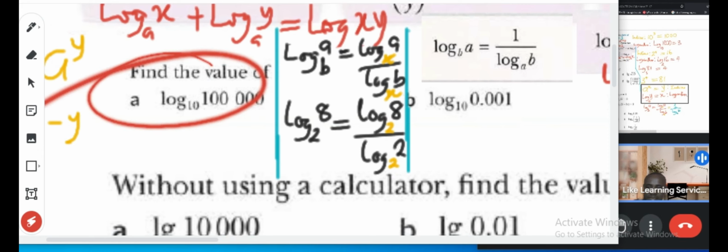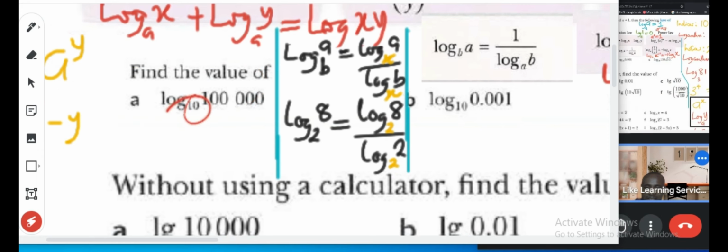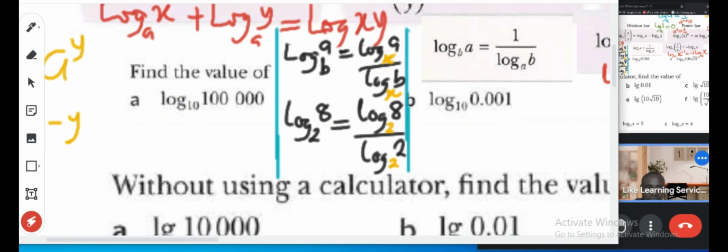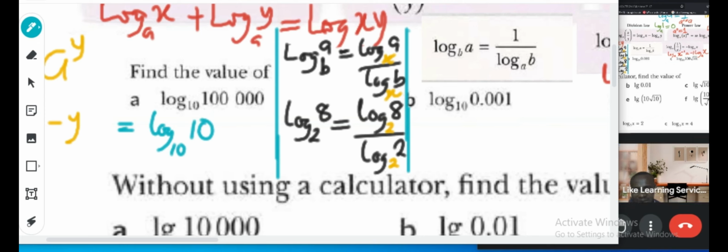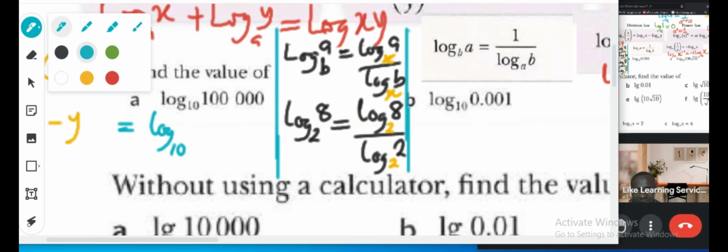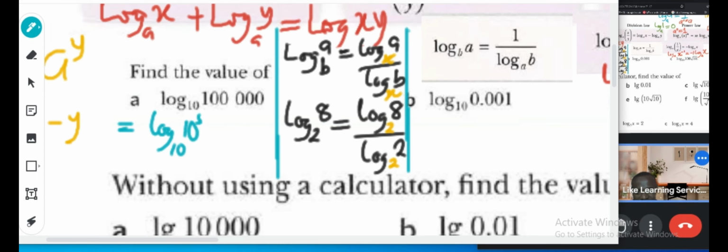Left. Okay. For instance, it says log of 100,000 in base 10. Are you ready for that? Let me be solving it in blue. Log of 100,000 in base 10. 100,000 is the same thing as 10 raised to the power 5, isn't it? Yeah. 10 raised to the power 5.